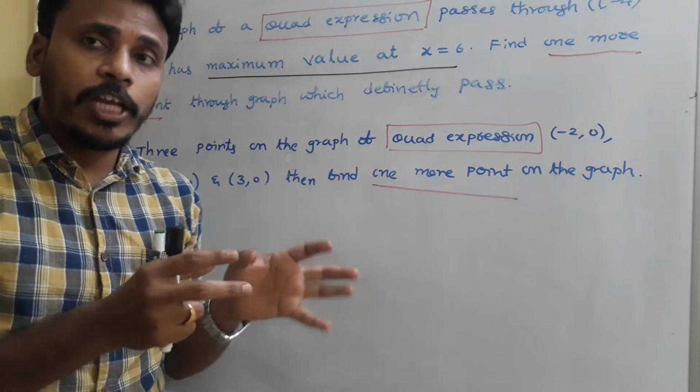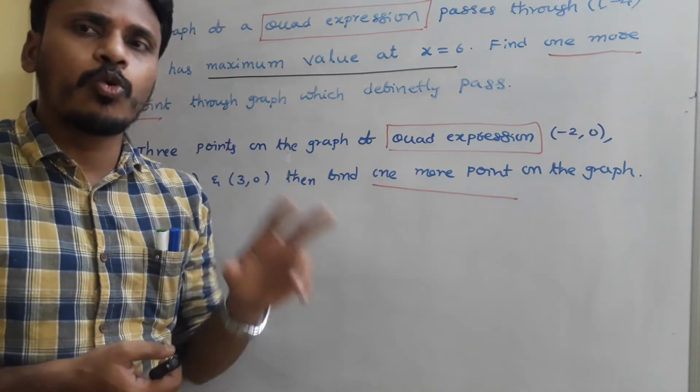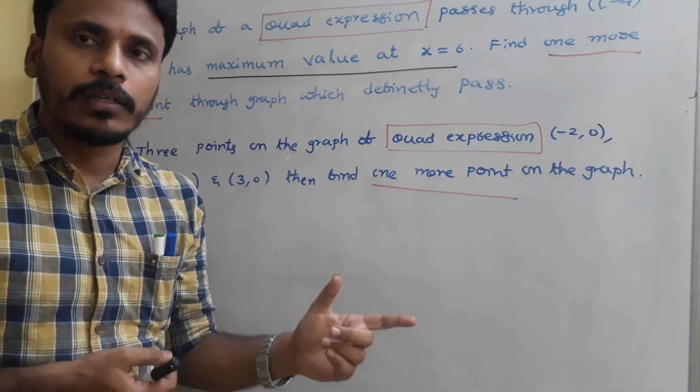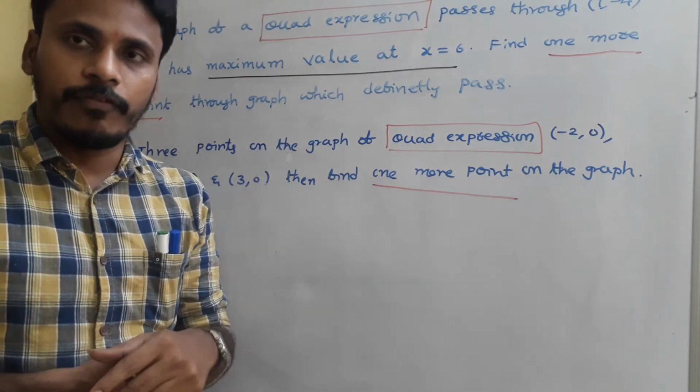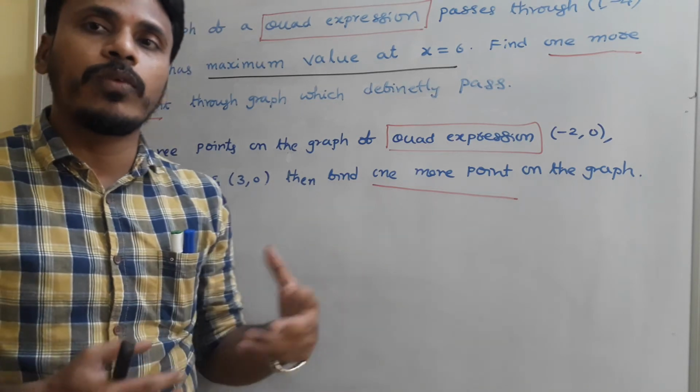We need to find a point which surely lies on the graph. That point we need to find. There are two ways. One way is finding the equation and then finding any point on the graph. But finding this equation is somewhat typical for this, so that's why you just move with the graph.